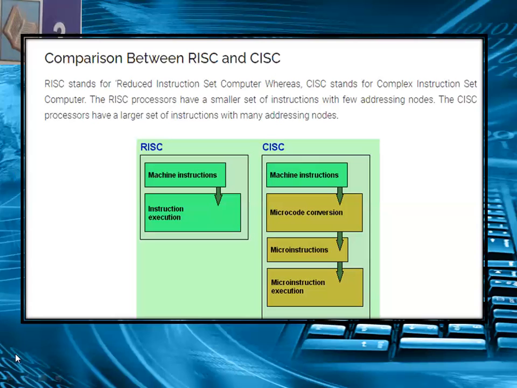So here is a machine instruction, and it can be executed in CISC architecture. Here we have a machine instruction, microcode conversion, micro instructions, then micro instruction execution. So CISC is a more complex microprocessor, and RISC is a simpler microprocessor. CISC instructions utilize more cycles than RISC. CISC has way more complex instructions than RISC. CISC typically has fewer instructions than RISC. CISC implementations tend to be slower than RISC implementations.